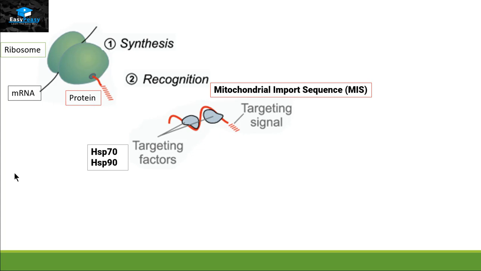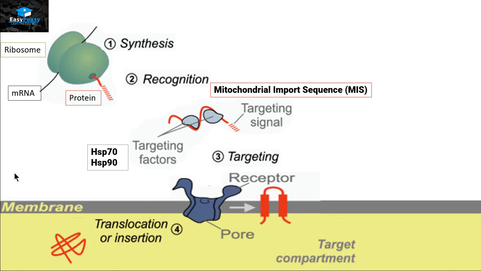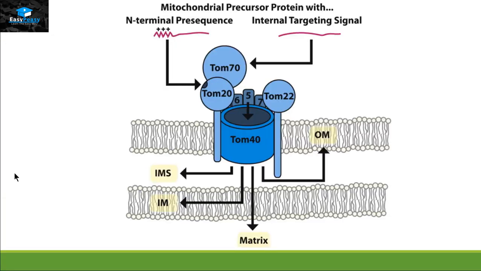The third step is called targeting: targeting of this protein to the receptor present on that specific membrane. This receptor is the translocon present on the outer membrane of the mitochondria. The fourth step is translocation, or insertion of the protein. Once the protein enters the outer membrane, it will be targeted to a subcompartment of the mitochondria. This way, we can recognize 4 subcompartments where a protein can target itself.